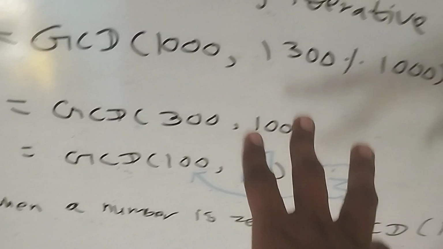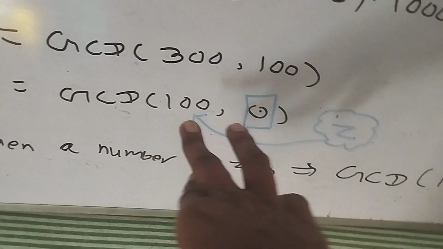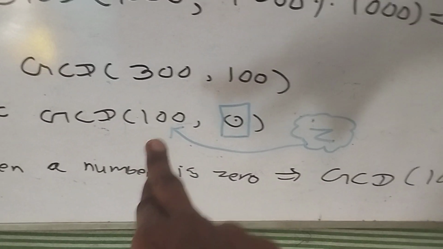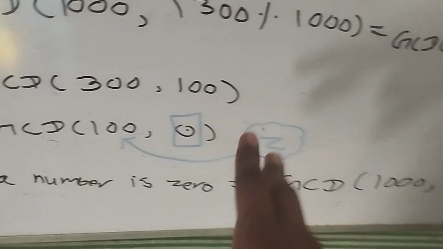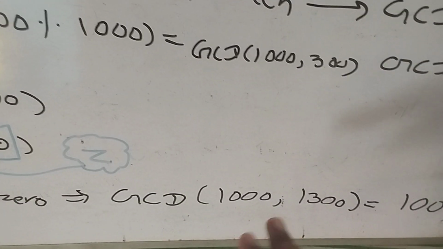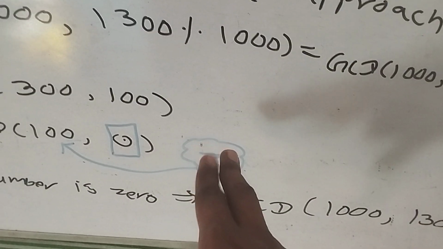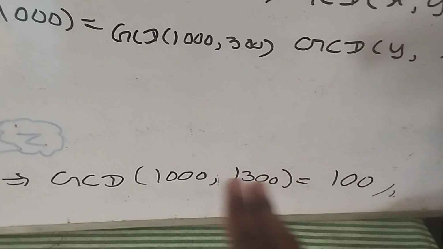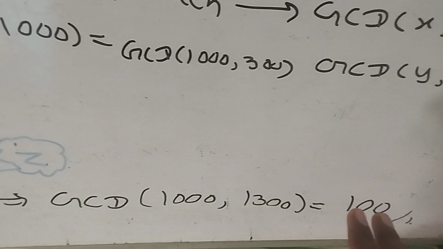So from this terminating condition, we take the first number. What is the first number? 100. That's our Z. So the GCD of 1000 and 1300 is going to be Z, that means 100. The GCD of 1000 and 1300 is going to be 100.